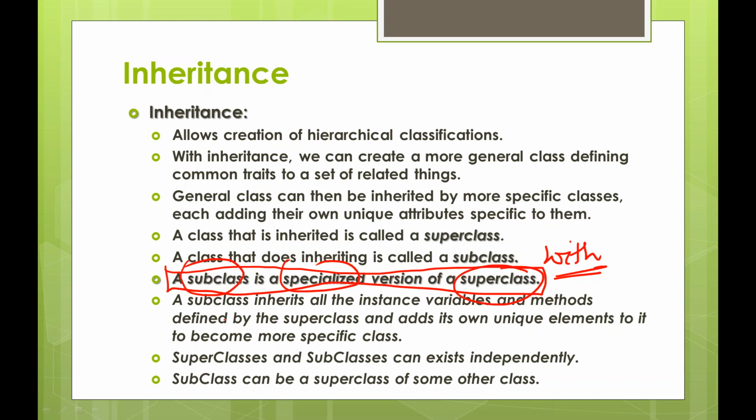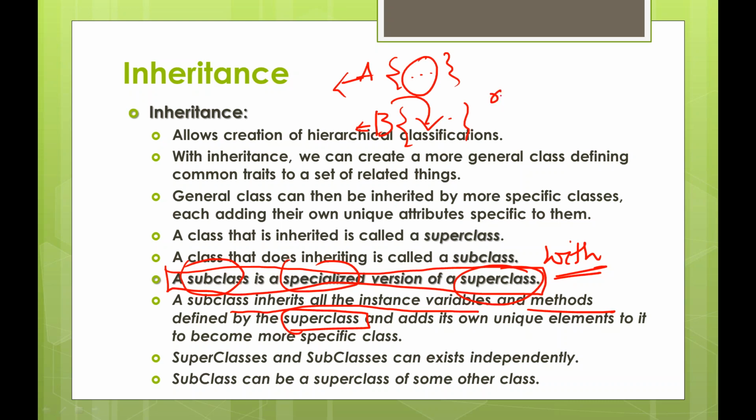So what happens when you inherit? The subclass inherits all the instance variables and methods defined inside the superclass. For example, you have a class A, and whatever you have defined there, assume that this is a subclass and this is a superclass. Whatever you have defined here is available in the subclass, provided you have the right access levels.